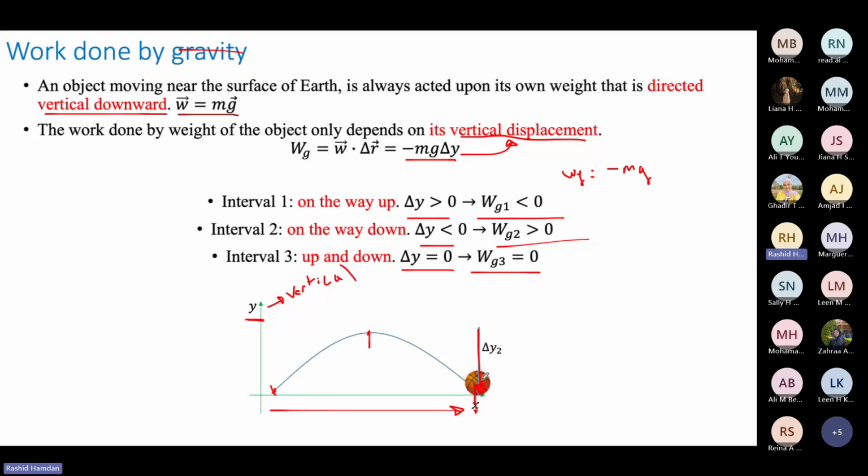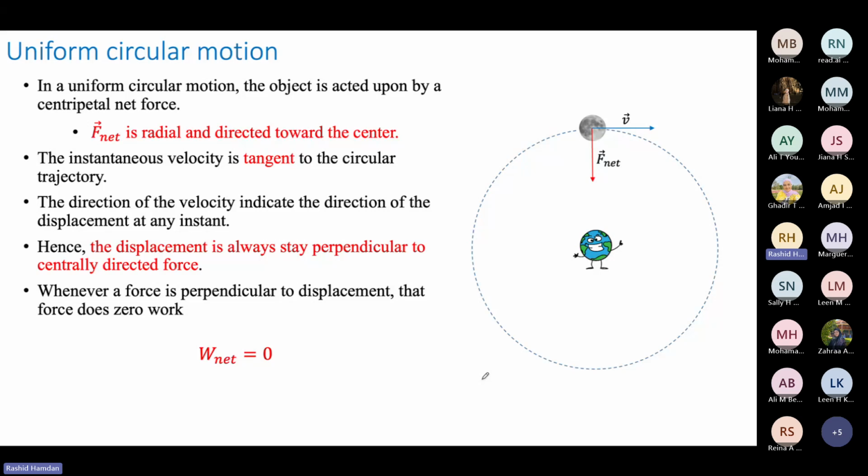Now, the other situation we look at is when we have uniform circular motion. So when we are in uniform circular motion, like the moon going around the Earth, the net force is centripetal. It's toward the center. And the velocity in any part of the interval, it's not necessary that I complete a whole circle, even if I take an interval from here to here.